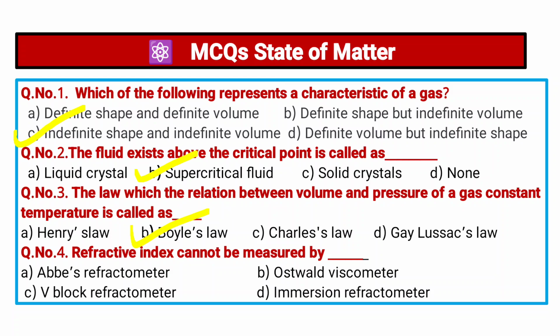Next, refractive index cannot be measured by which? Option A, Abbe's refractometer; B, Ostwald viscometer; C, Pulfrich refractometer; D, immersion refractometer. Option B is correct, Ostwald viscometer. It determines the viscosity, so this is the odd one out.